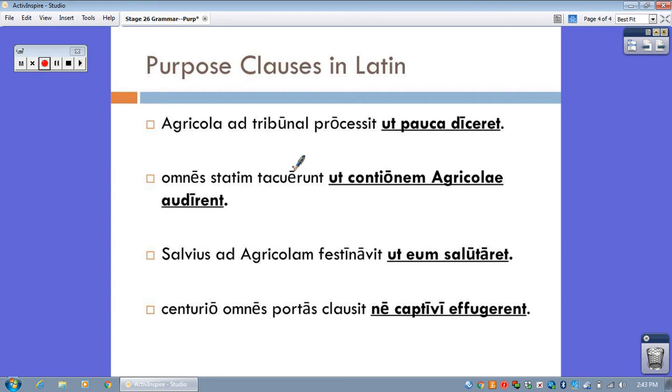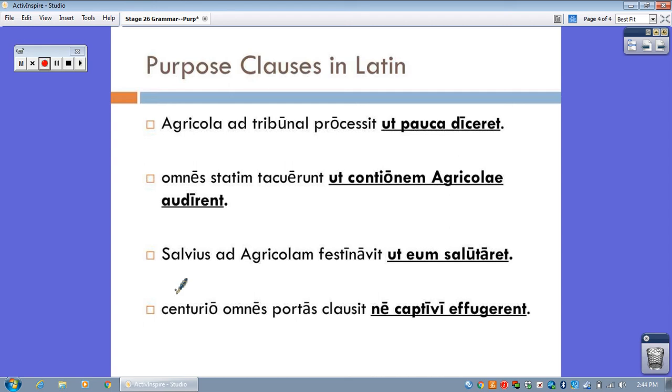Look at the second one. Omnes statim tacuerunt ut contionem Agricolae audirent. Everybody at once got quiet in order to hear the speech of Agricola, or simply to hear the speech of Agricola. Look at the third one. Saevius ad Agricolam festinavit ut eum salutaret. Saevius hurried to Agricola in order to greet him, or to greet him. Literally, so that he might greet him.